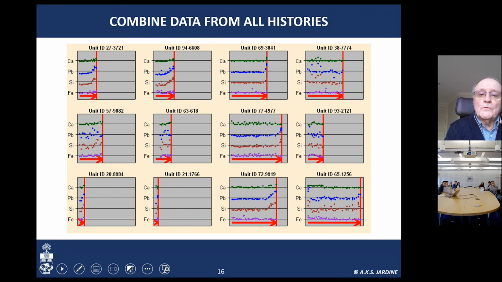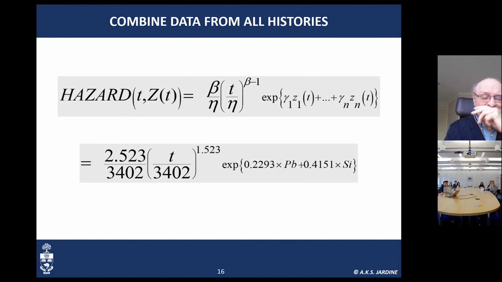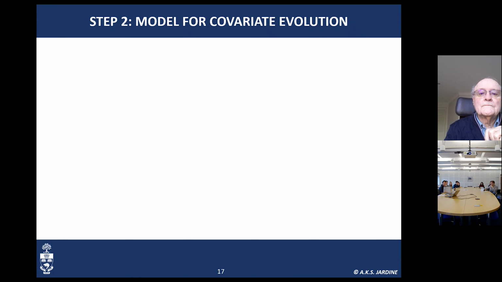But we don't just look at one history, we look for many histories. And so for my aircraft engines, the Pratt & Whitney engine example, I had 50 histories to examine from start to finish. And so you combine data from all the histories and get your hazard model that you see there. So once you've got the hazard model, you need to know how these key risk factors, the covariates, change over time.